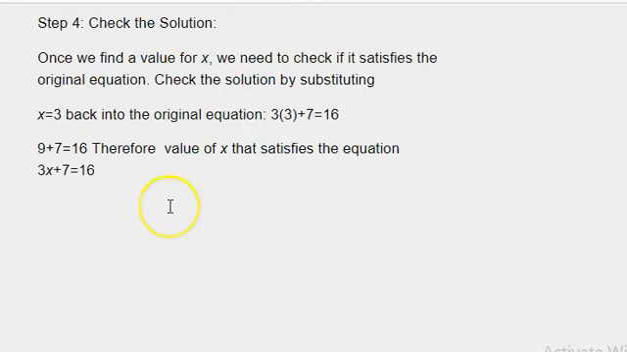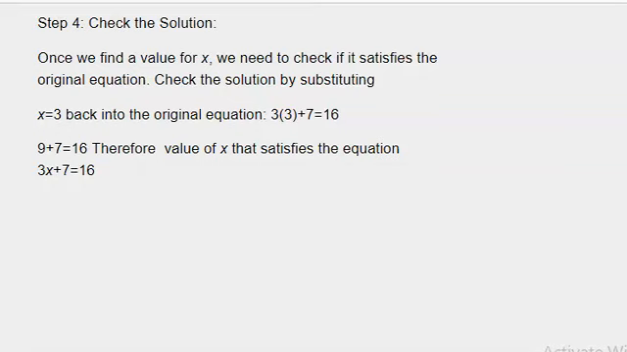Now, the last step is to check the solution. We found that x = 3. Now we have the value of x. We need to check the solution by substituting the value of x back into the original equation. And this is exactly what we are doing here.